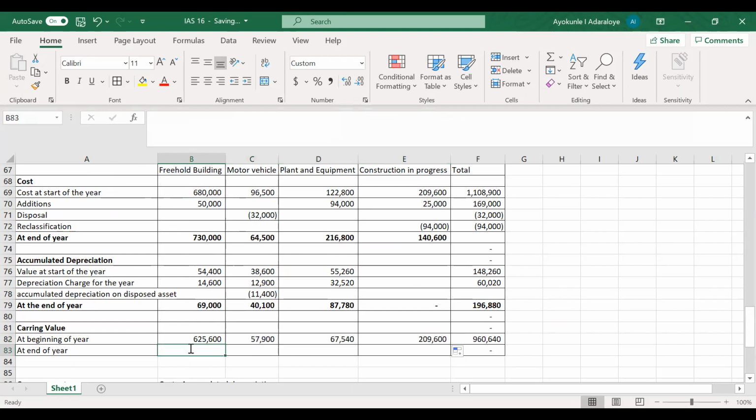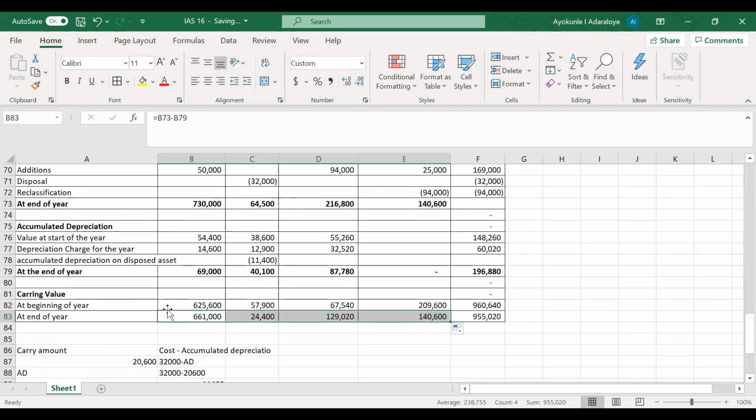The carrying amount at the end of the year will be my cost at the end of the year minus my accumulated depreciation at the end of the year, and I will get my carrying value at the end of the year. So this is the value that goes into my income statement as my net book value. I made it bold. This is the beginning of the year: you just pick the cost at the beginning of the year minus the accumulated depreciation at the beginning of the year, and you get this. For the end of the year, pick the values at the end of the year, and you will get the other one.